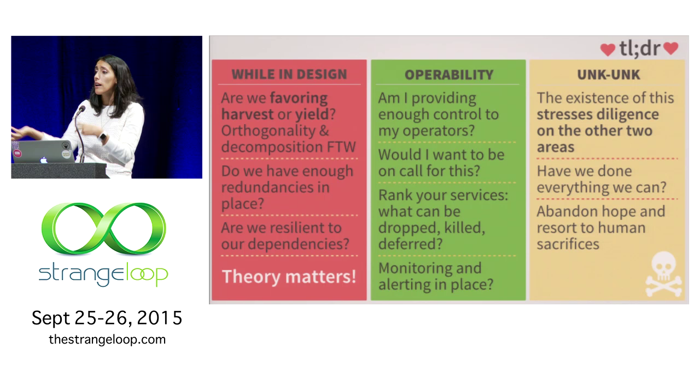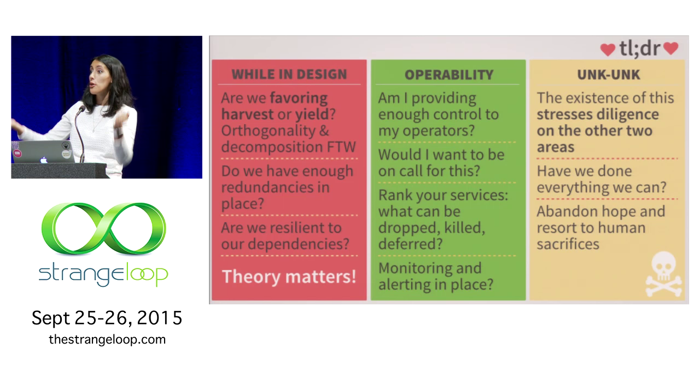Do we have enough redundancies in place while we're designing? Do you know how this system is going to operate? What is the load that you can expect? Have we given enough breathing room? Have we given enough padding? Are we resilient to our dependencies? What if one of our dependencies fails? Again, are we favoring harvest or are we favoring yield?